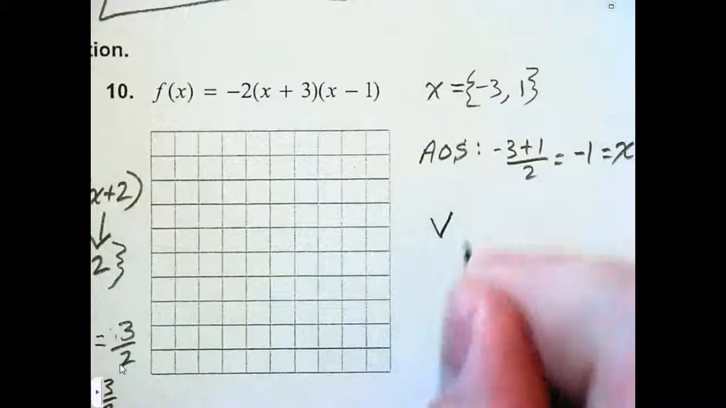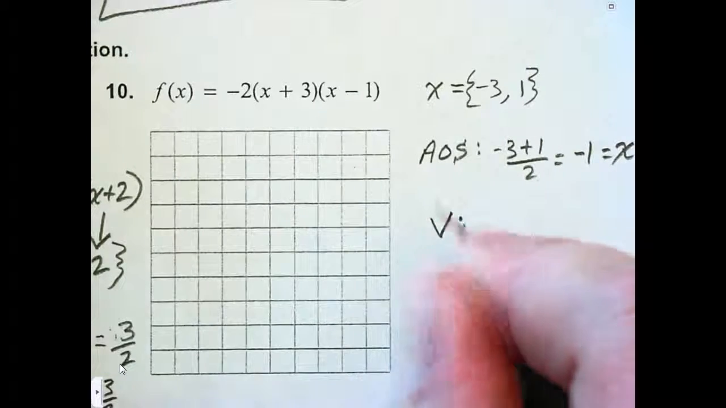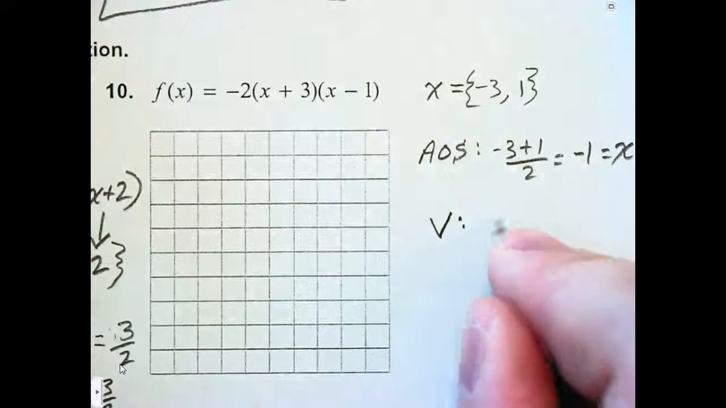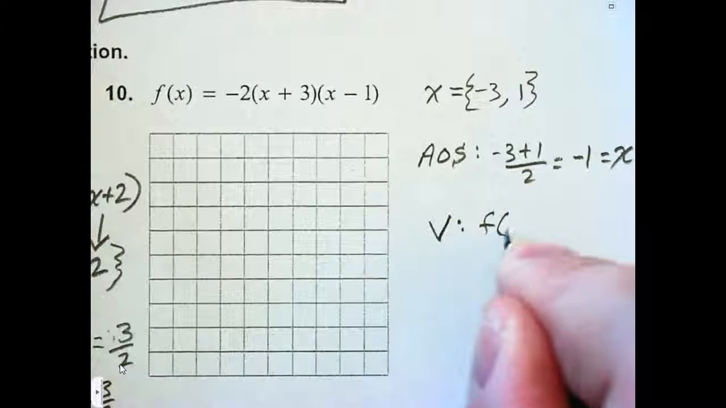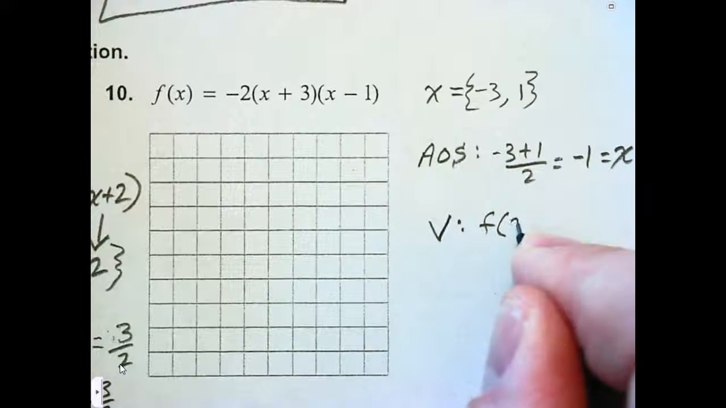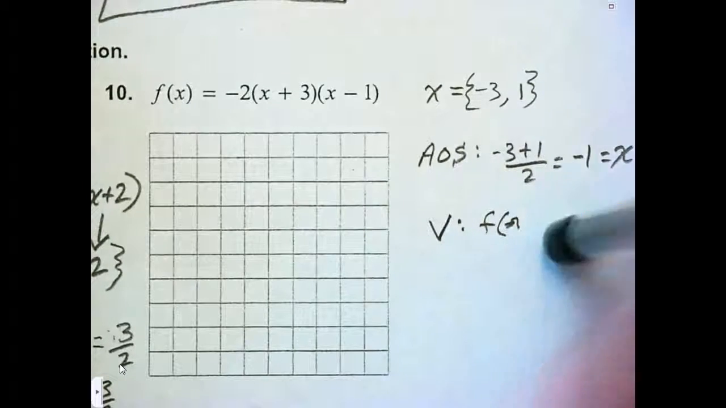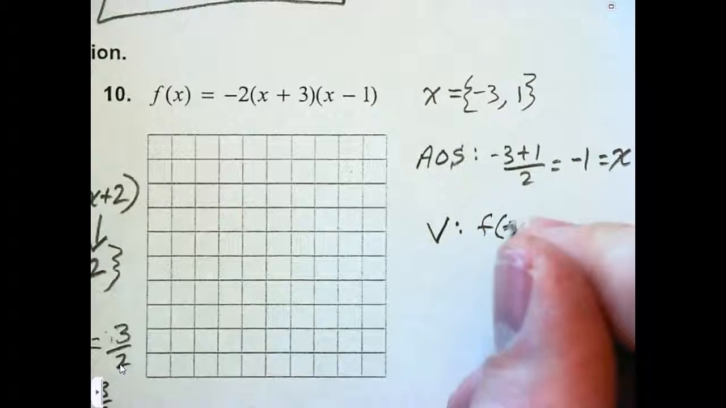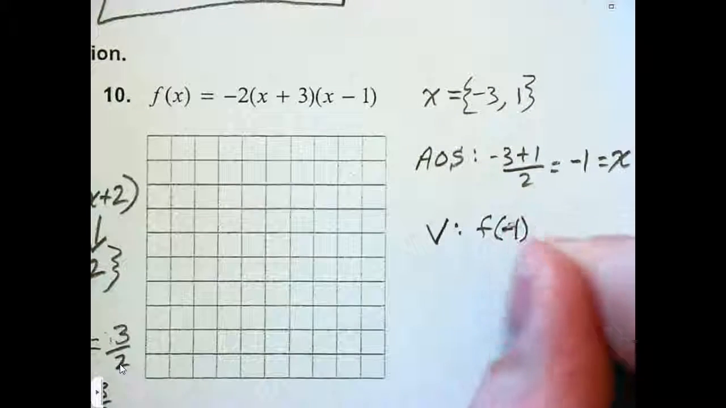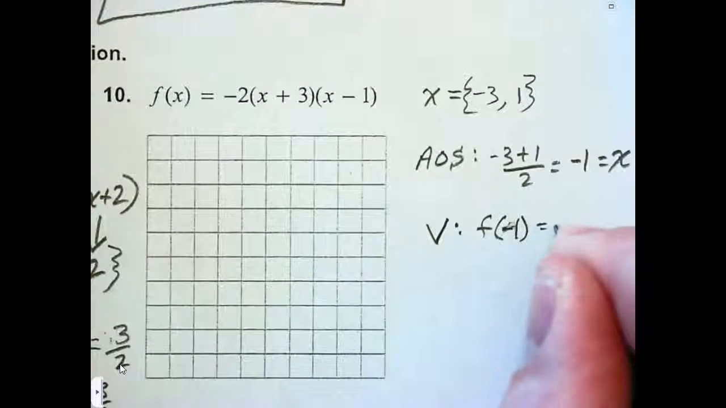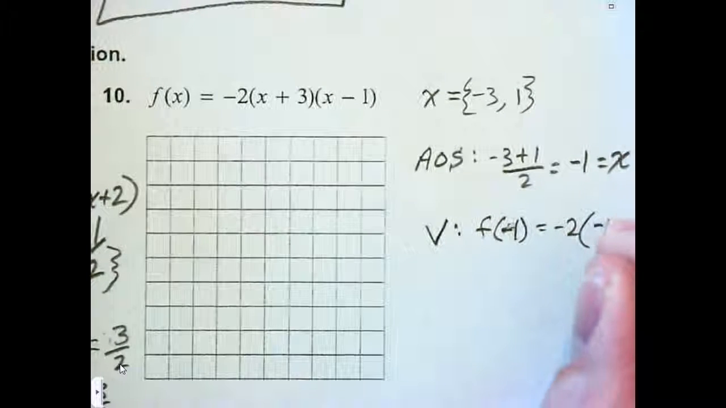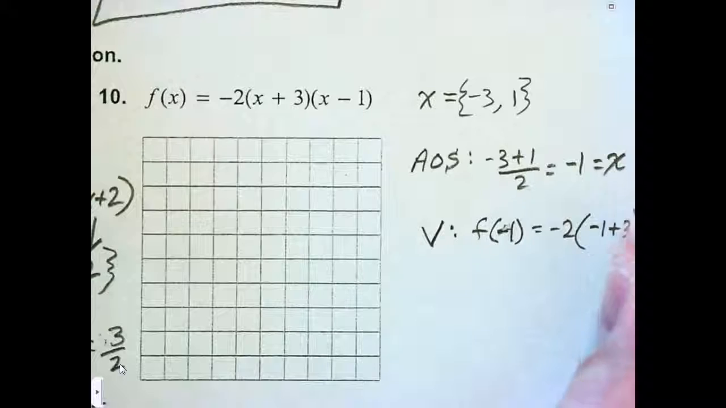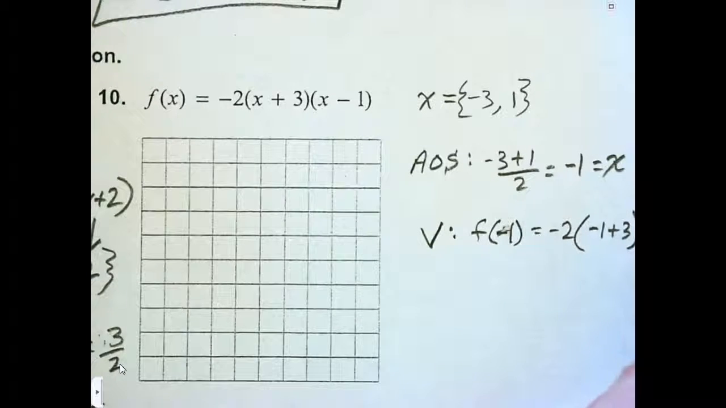And then my vertex, I plug that negative 1 back into my original equation. So my vertex is going to be, I'm going to have f of negative 1 here. And as I plug that back in, I get negative 2 times negative 1 plus 3 and negative 1 minus 1.